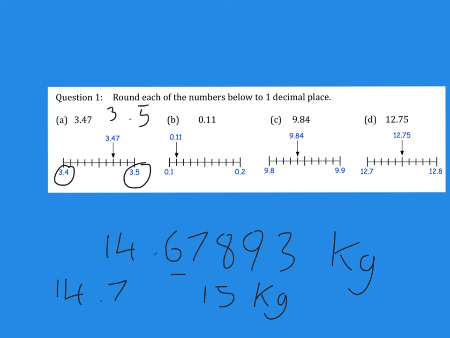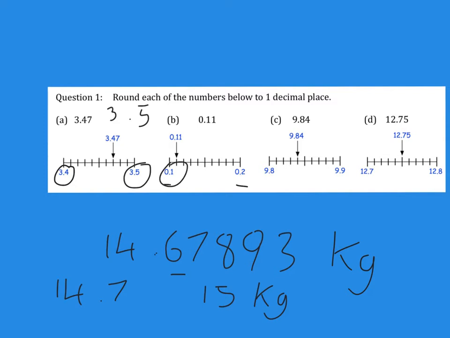Okay, now these are good because you have a little grid to help you. In the examples that we're going to look at later on in the video, there is no grid, but hopefully we'll know the process by then. So the next number is 0.11, so 0.11. Now, is it closer to 0.1 or 0.2? And you can clearly see that it's closer to 0.1.